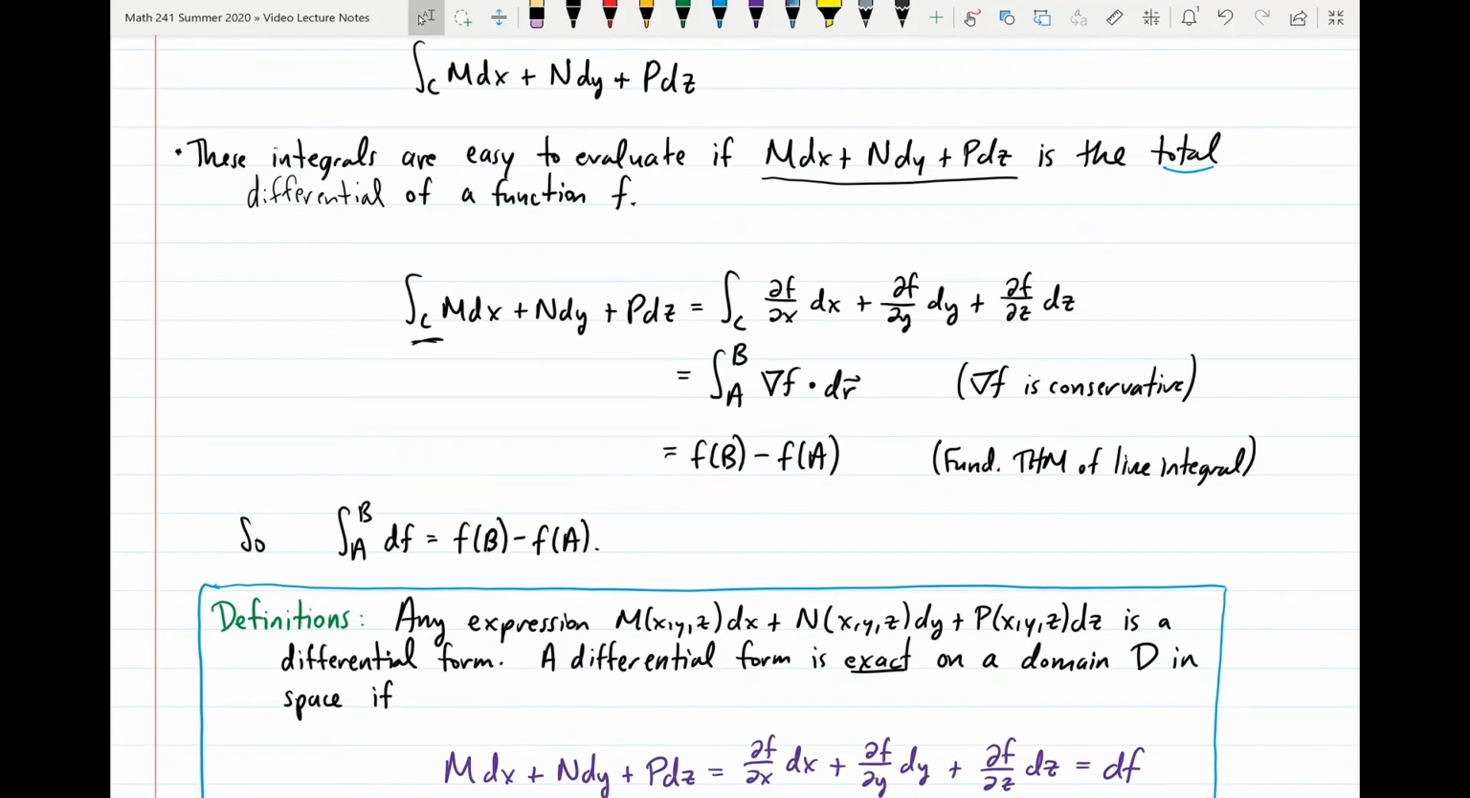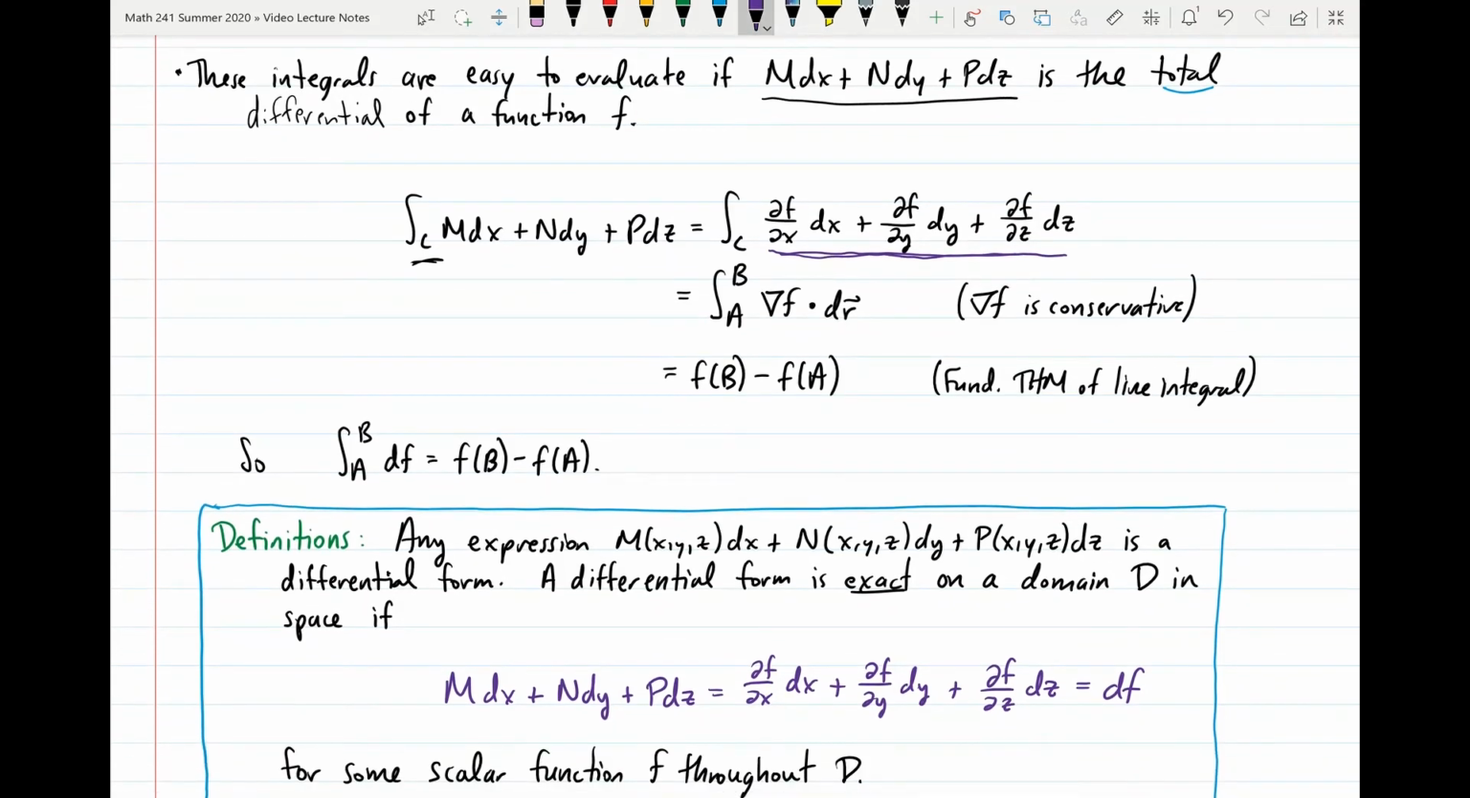Then, assuming that m dx plus n dy plus p dz can be written as the total differential of some scalar function f, we can rewrite the equation like this. So m is equal to partial f with respect to x, n is written as partial f with respect to y, and p is written as partial f with respect to z. And so we get the integral of this expression here.